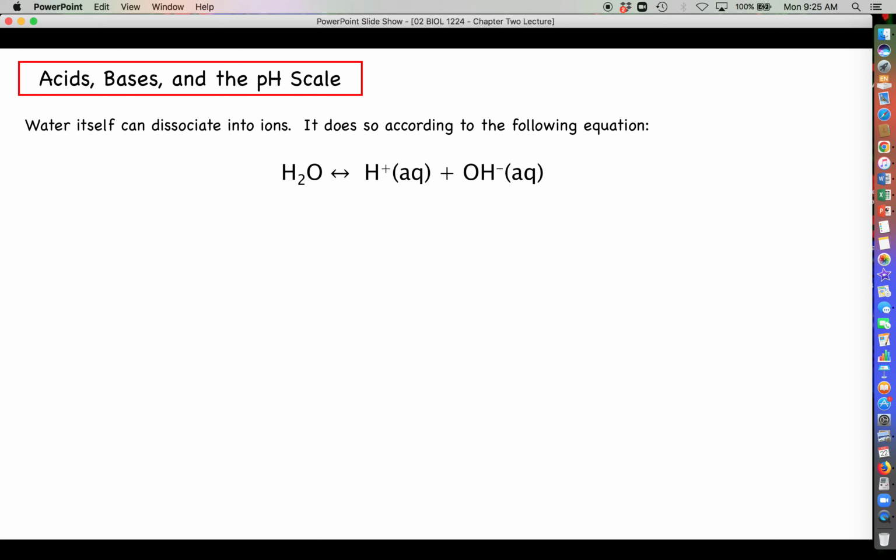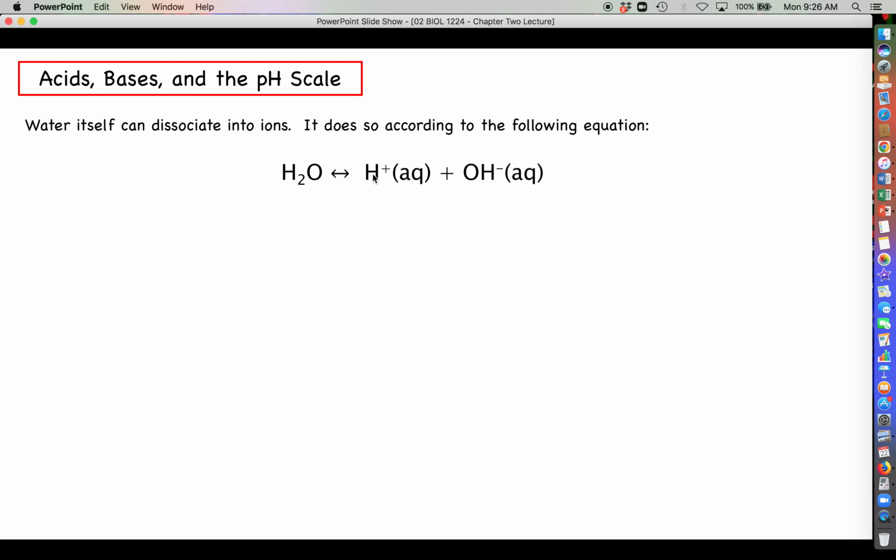Okay, so that is going to do it for our discussion on the properties of water, but I actually do have one or two more things that I want to discuss with you about water in particular. So water itself can dissociate into ions. So we talked before about how salts dissociate into ions when you put them into water. Well, it turns out water can actually do this itself, and it does so according to this equation that you see here. A single water molecule can break up into what we call a hydrogen ion and a hydroxide ion.